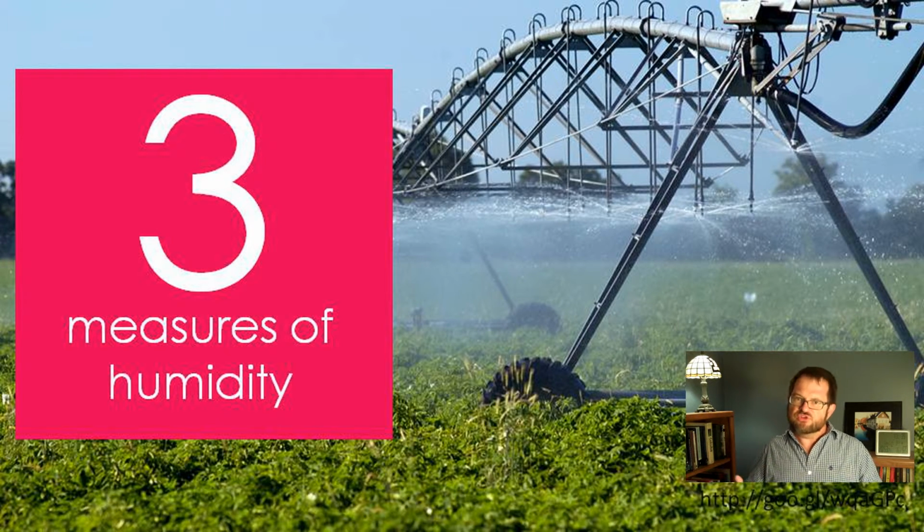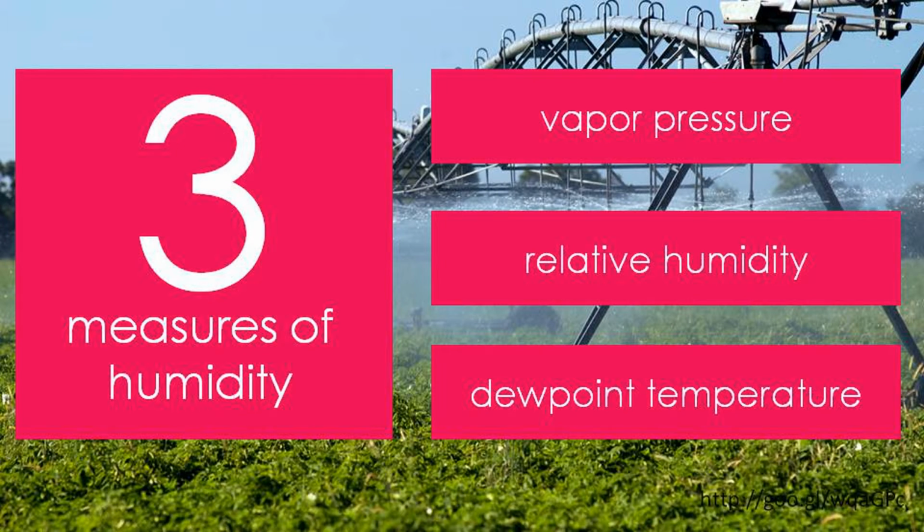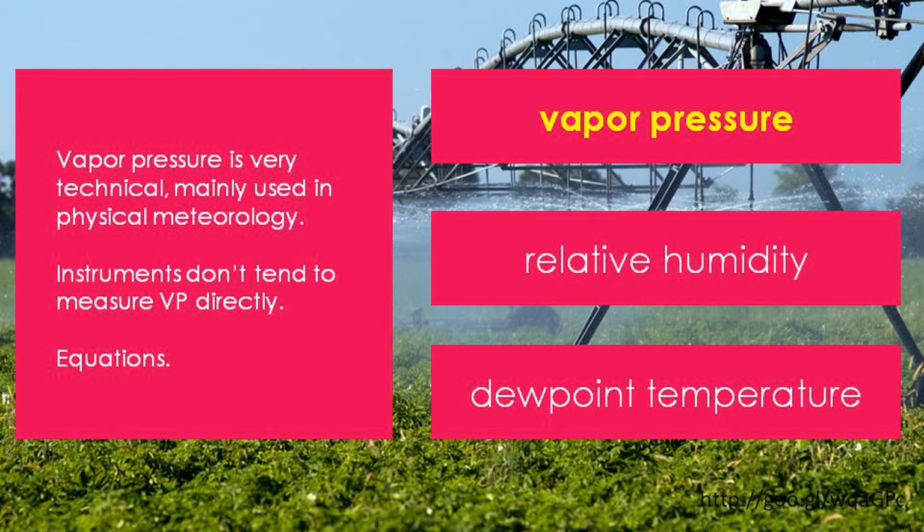that are going to be used to describe humidity. They're going to be vapor pressure, relative humidity, and the dew point. This vapor pressure idea that we've been using so far in this lecture is actually pretty technical. It tends to be used in a physical meteorology course, in terms of equations and things like that, but it isn't really something we can actually measure. There's no piece of equipment that measures vapor pressure. It's more something we use in equations.